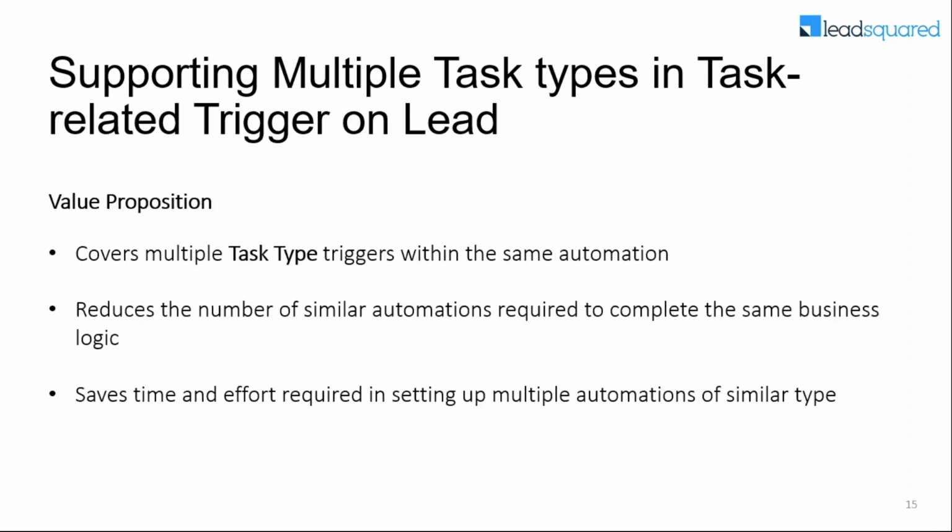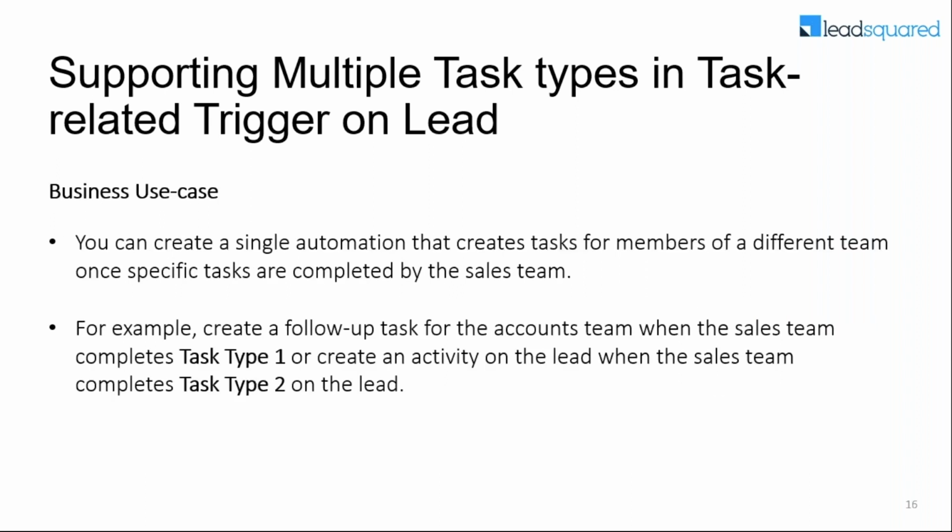Again, the value proposition that it brings to the table is that it covers multiple task type triggers within the same automation and reduces the number of similar automations that might be required to complete the same business logic and saves your valuable time and effort. So a possible business use case is that you can create a single automation that creates tasks for members of a different team once specific tasks are completed by the sales team. For example, you can create a follow-up task for the accounts team when the sales team completes task type 1, or you can create an activity on the lead when the sales team completes task type 2 on the lead.